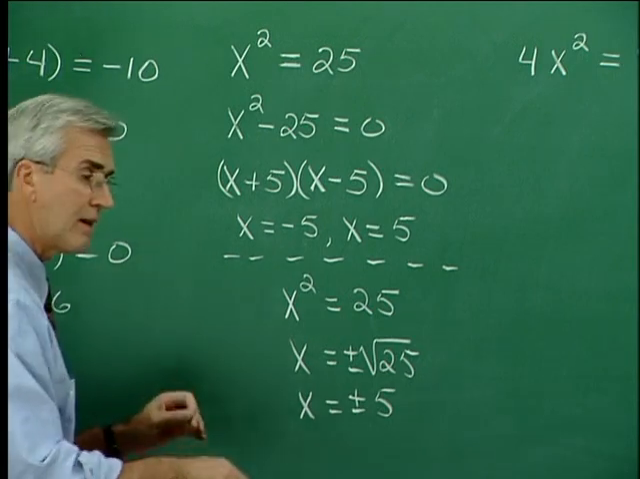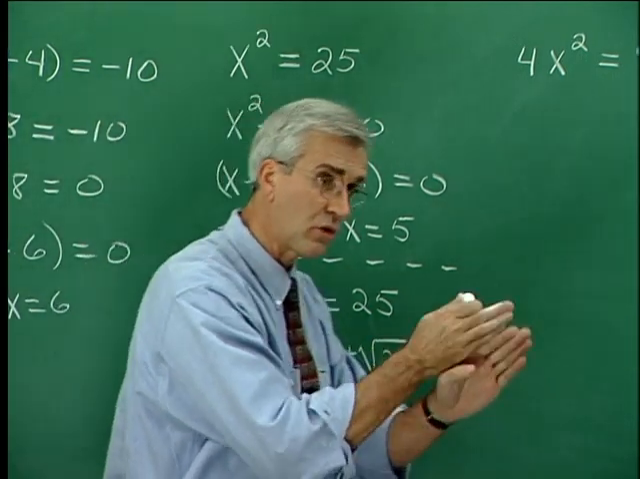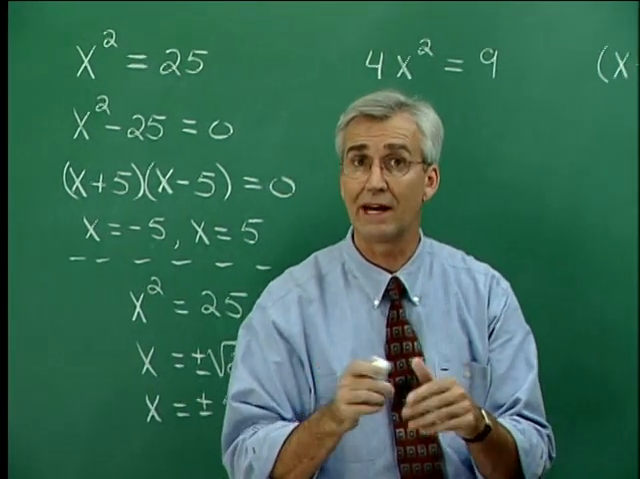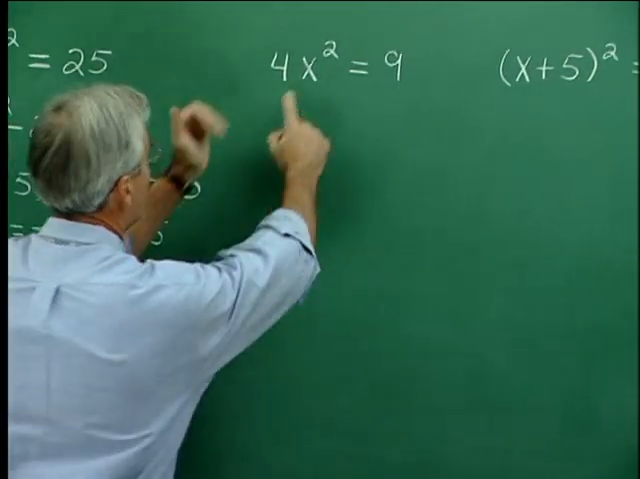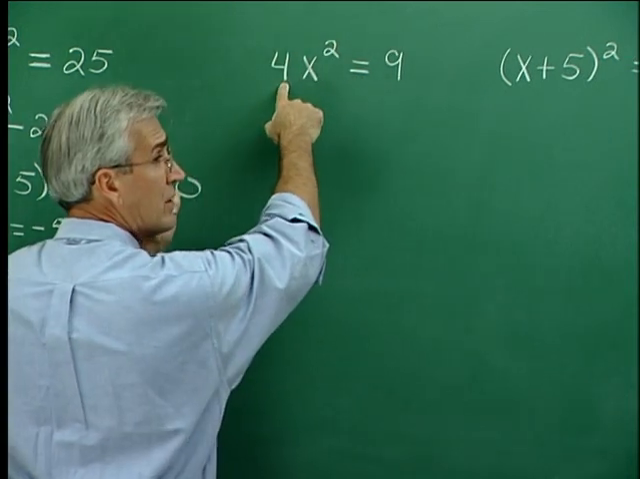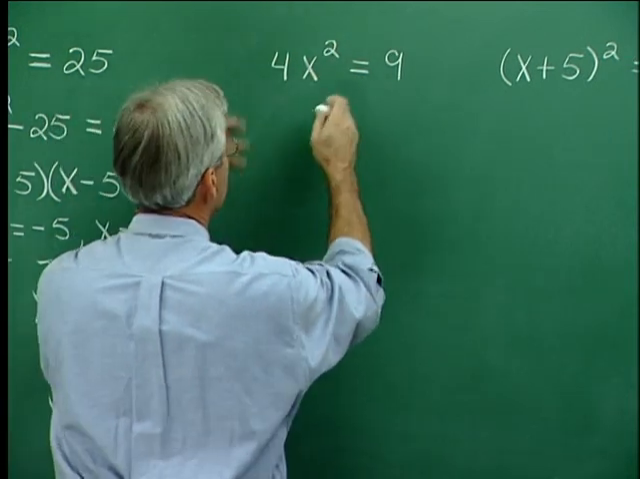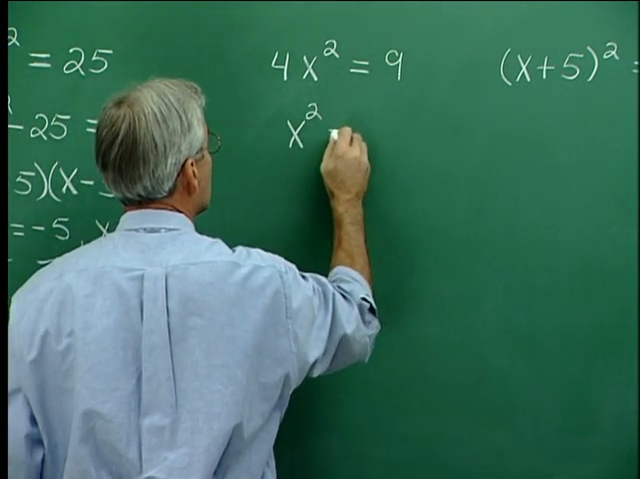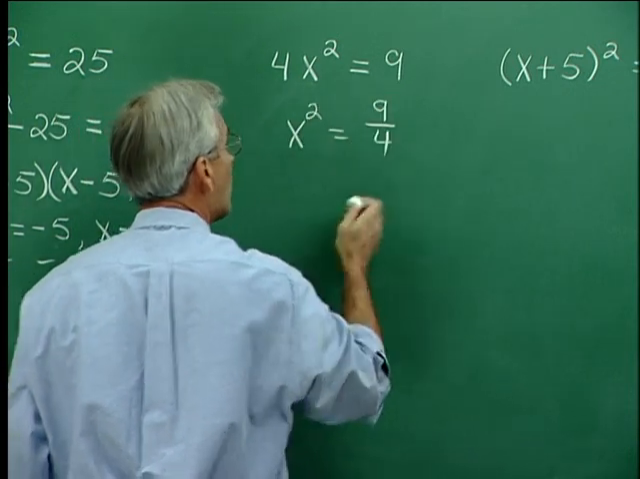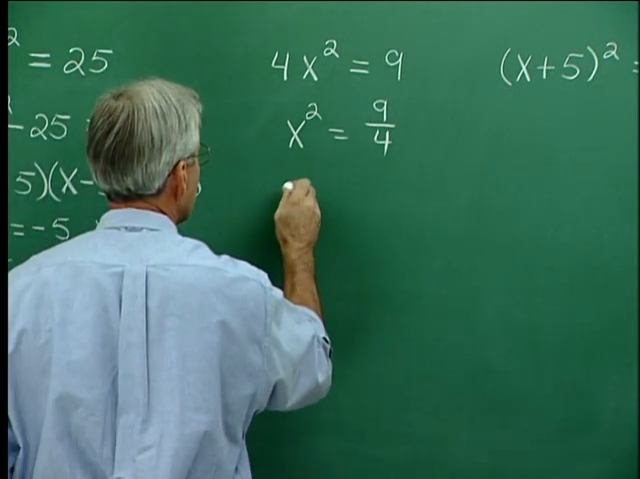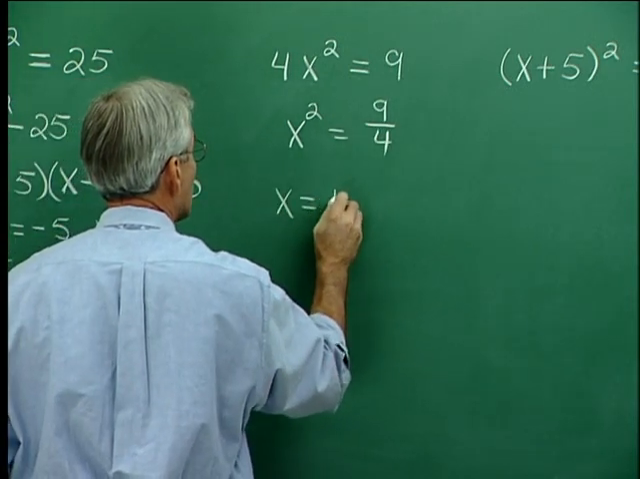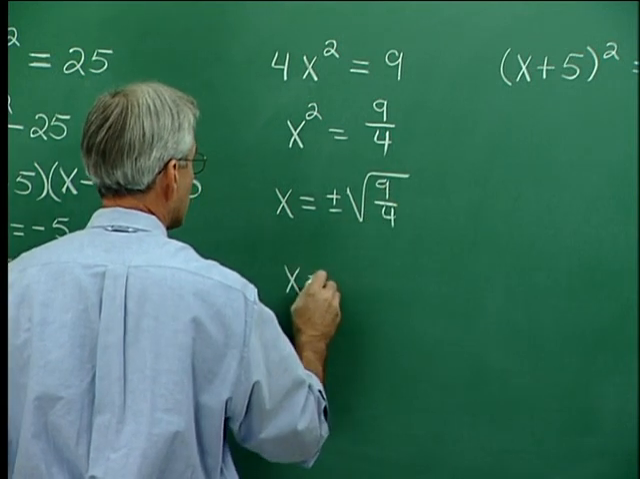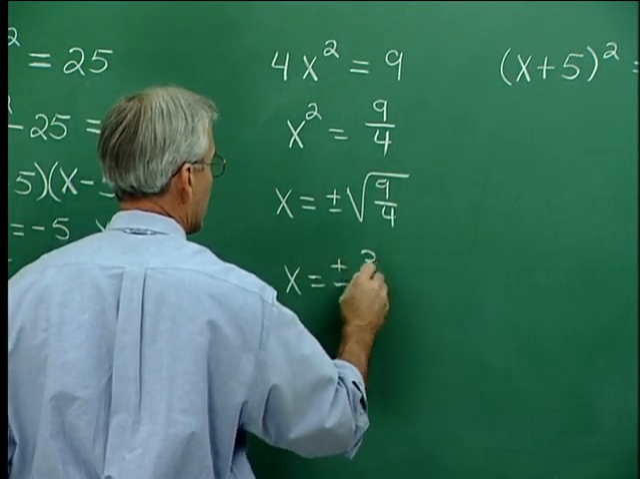So it's the idea that if we have a variable squared on one side and a real number on the other side, we can apply this idea of extracting square roots. Now here we have the variable squared, but it has a coefficient attached to it. And one way to handle this is to divide by 4 on both sides. So we would have x squared then is 9/4. And now apply the method of extracting square roots. X then is plus or minus the square root of 9/4, or x is plus or minus 3/2.